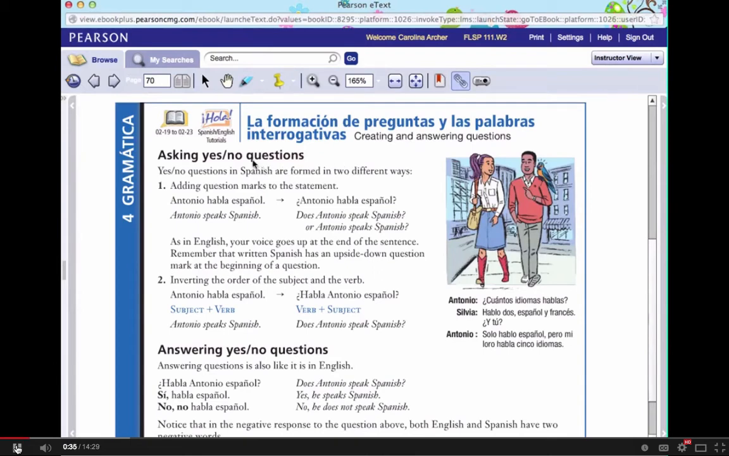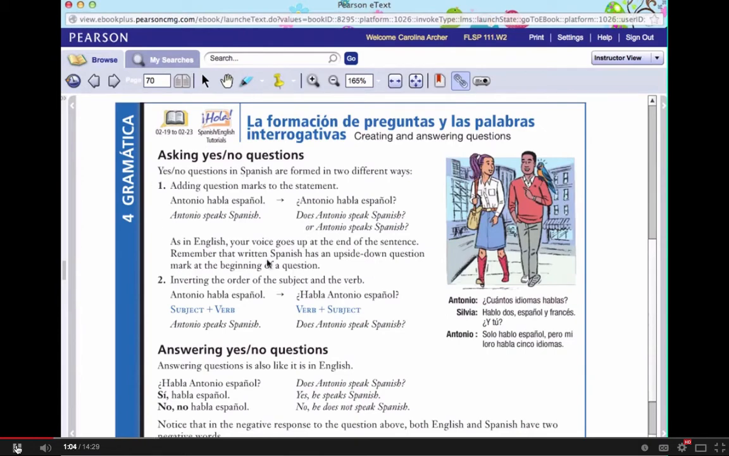So to ask yes or no questions, questions that the answer is either yes or no, okay? We don't use auxiliaries like we do in English, okay? Like the do or did, okay? For questions whose answer is yes or no, okay? It's very simple. You can do it in 2 different ways, okay?